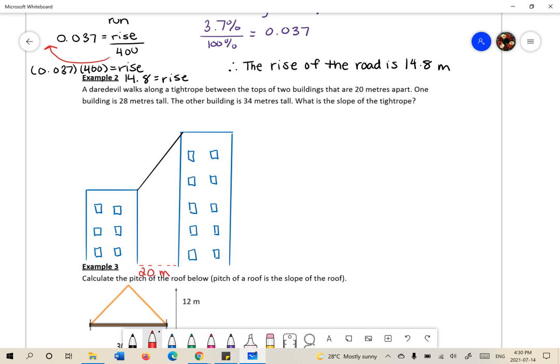One building is 28 meters tall, and the other is 34 meters tall. So the shorter one is the 28 meters tall, and the taller one is 34 meters. What is the slope of the tightrope?